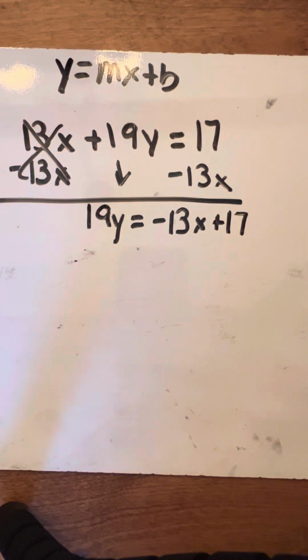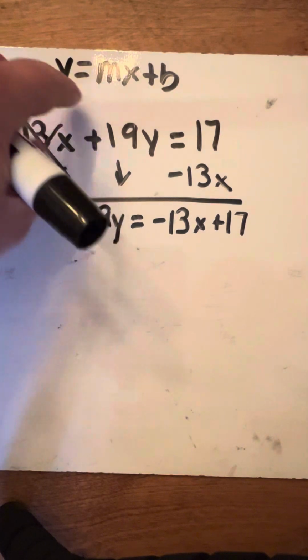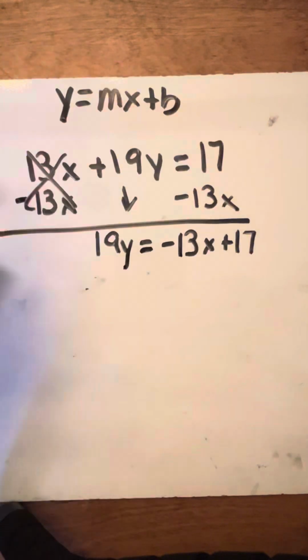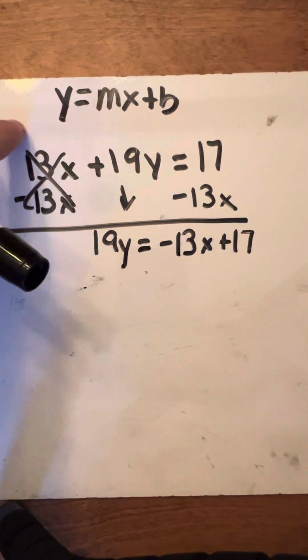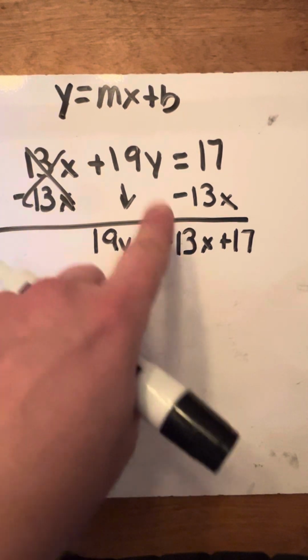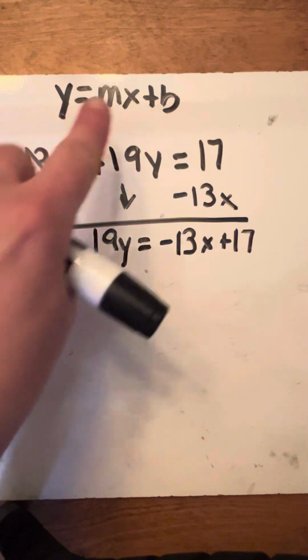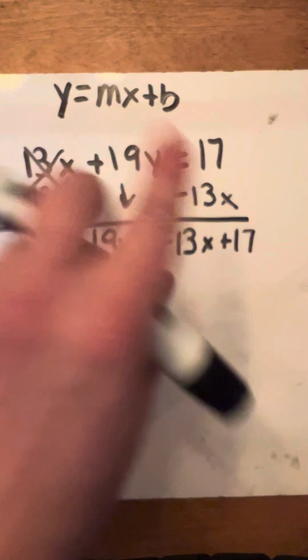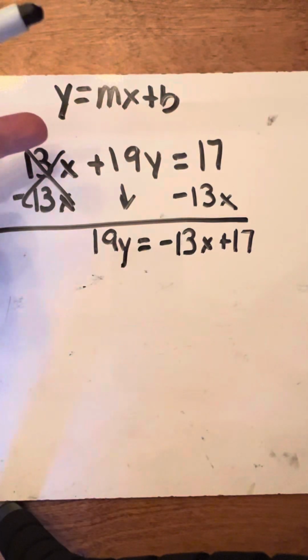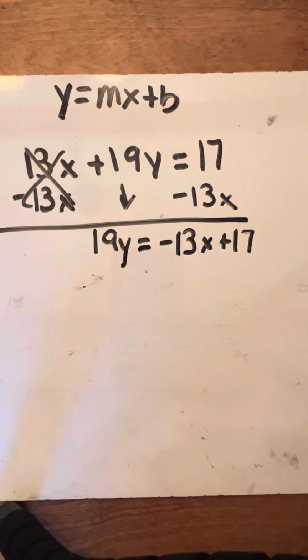The reason why I put the 13 and the x first is because I'm trying to make it look as much like it is up there as possible. So the m represents that negative 13 here. It's not its slope just yet. The b would be the 17. Again, it's not quite there yet, but we're trying to get it looking similar to this one. So we're getting it set up in that same format.